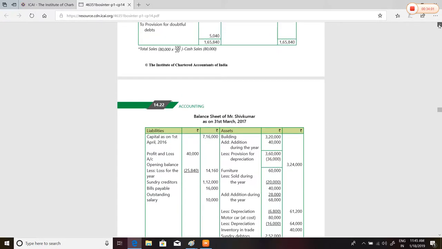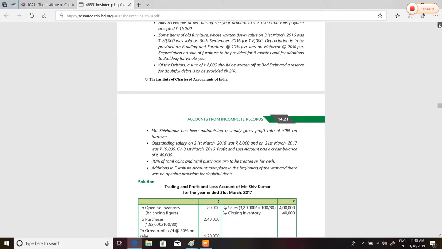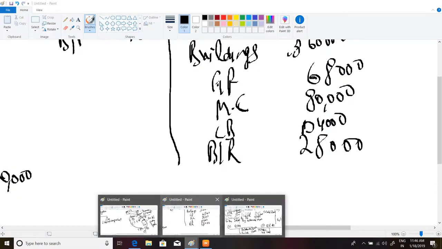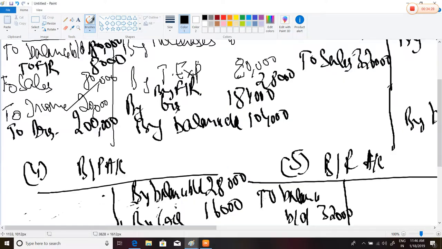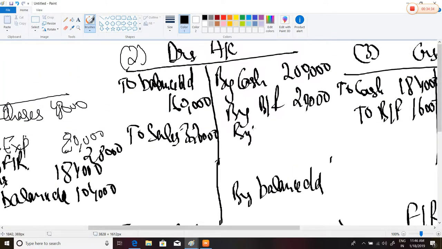Then further, we are done with the C points. First point, second point, first and second point are done. After debtors, a sum of rupees 8,000 should be written off as bad debts, and the reserve for doubtful debts is to be provided at 2%. Okay, let's see. By bad debts 8,000. We are going to calculate the provision afterwards.